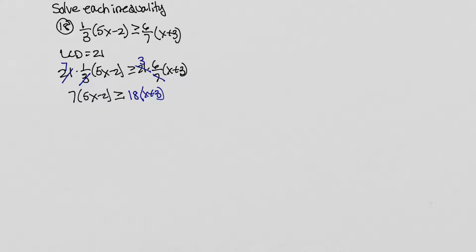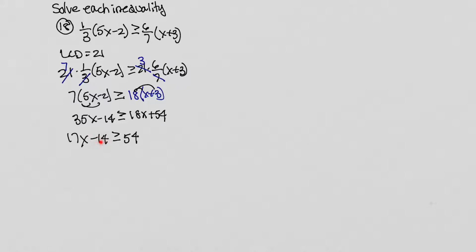Now we can go ahead and distribute here. I'll distribute, getting 35x minus 14. That's greater than or equal to, now here I'll get 18x. 18 times 3 is 54. We've got x's on both sides, so I've got 35 on the left, only 18 on the right. So let's subtract the 18. So 35x's minus 18x's will leave us with 17x's, and then that minus 14, and that's greater than or equal to the 54.